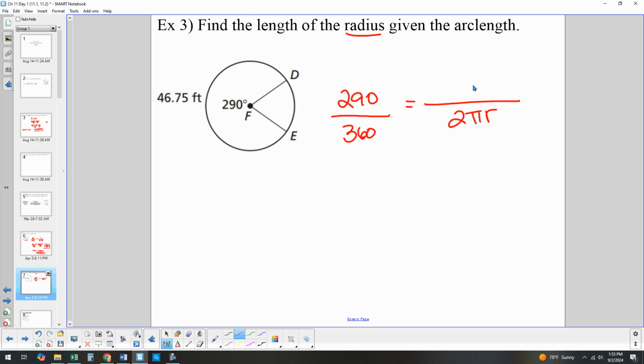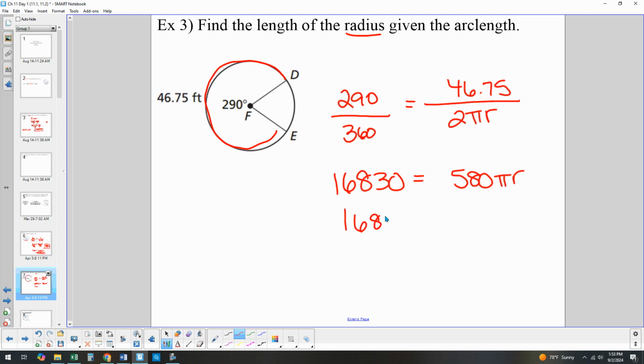And I actually know the arc length, which belongs up here, because they're telling me this length here is 46.75. So when I cross multiply this, 360 times 46.75 is 16,830. And here would be 580 pi r. Again, if you wanted to turn this into the decimal right now, I am fine with that because I don't care if we get exact answers right now.